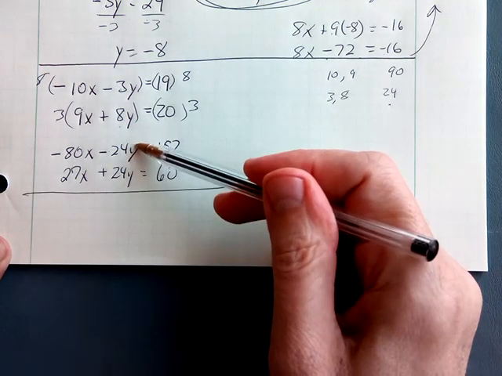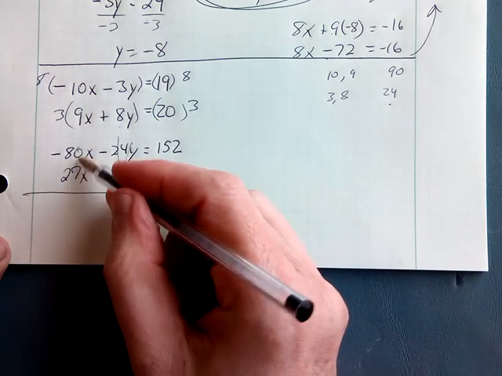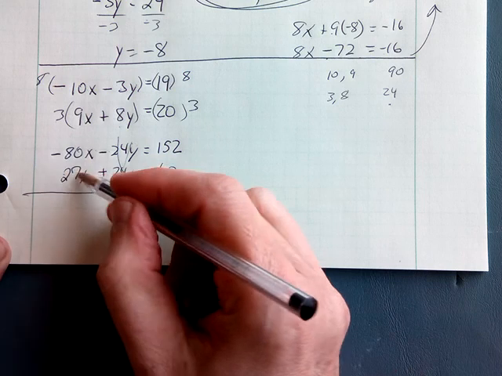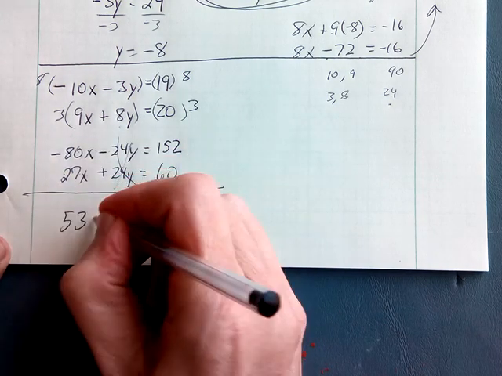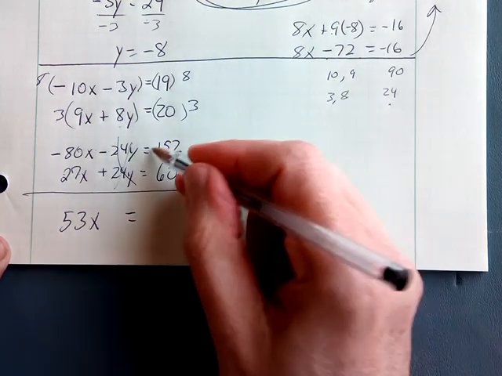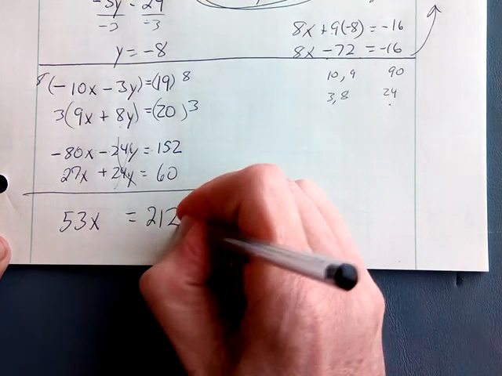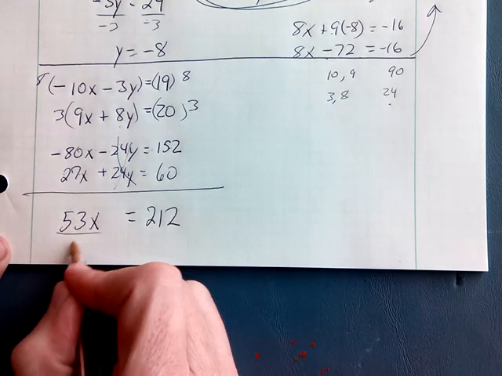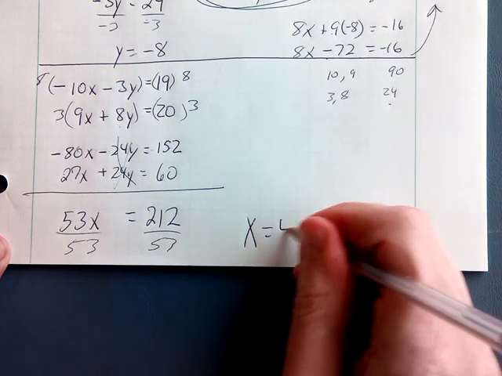Now I'm going to add straight down. The y's are going to cancel. I'm going to be left with negative 80x plus 27x is going to be 53x equals 152 plus 60 is going to be 212. Divide by 53, and we get an x value of 4.